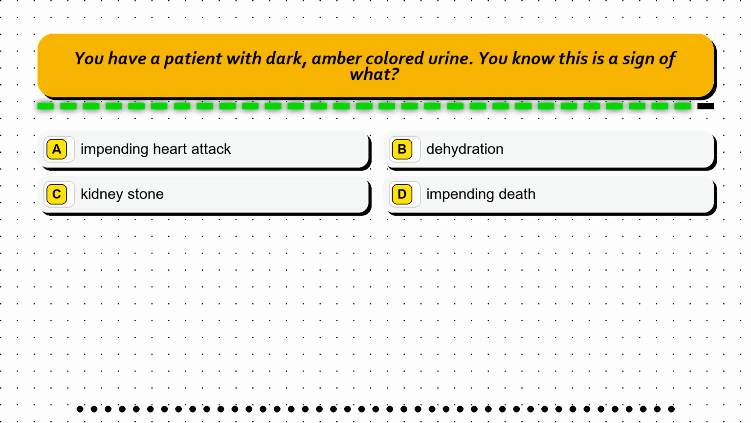Question 8. You have a patient with dark, amber-colored urine. You know this is a sign of what? Option A. Impending heart attack. Option B. Dehydration. Option C. Kidney stone. Option D. Impending death.